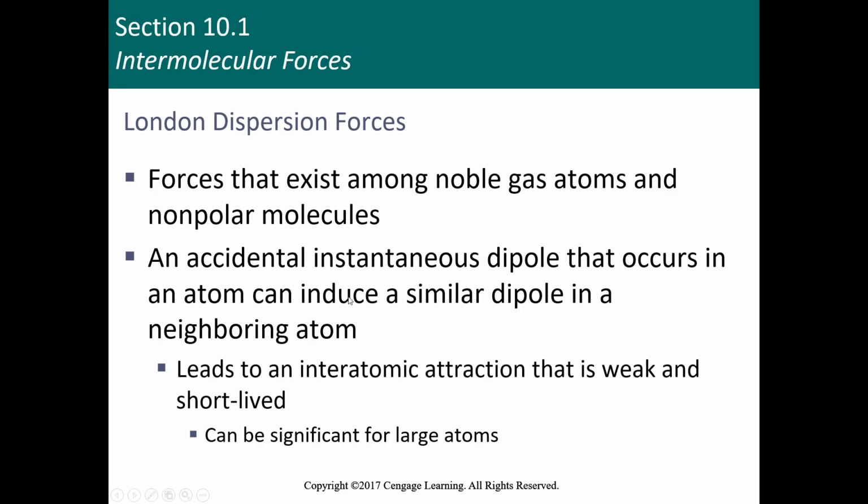What they are is London dispersion forces are going to be accidental, instantaneous dipoles that are going to occur in an atom. These are going to induce similar dipoles in neighboring atoms. What this is going to end up leading to is very short interatomic interactions or attractions. These are weak, they're short-lived, but if you have a large enough atom or a molecule, you are going to start seeing more and more of these interactions.